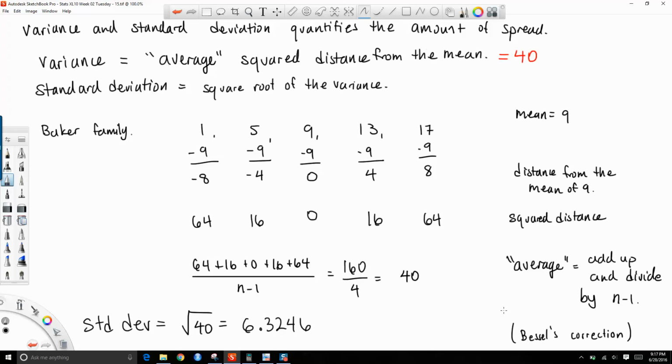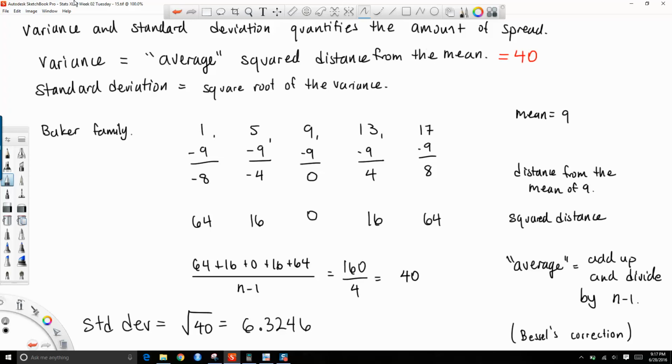How would you use variance, that number 40? What does that relate to? How is that useful? It's just a number that quantifies the amount of spread that we have, okay? So it's perfectly legitimate to say the variance in the Baker family is 40. The units is a little funny. It's 40 square years, which I don't know what that means in real life, but it's okay. We just have a funny unit, but it's a way to just quantify the amount of spread.